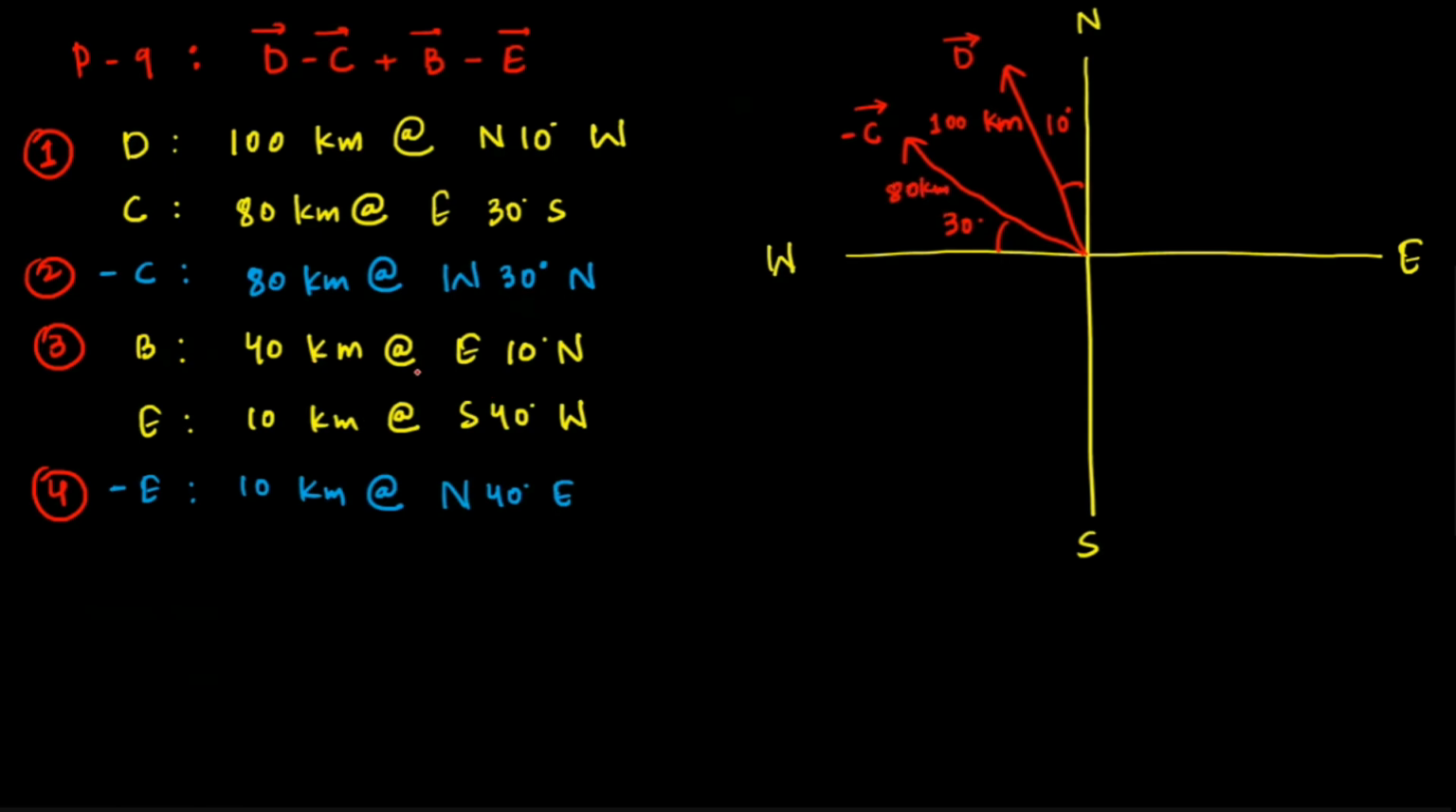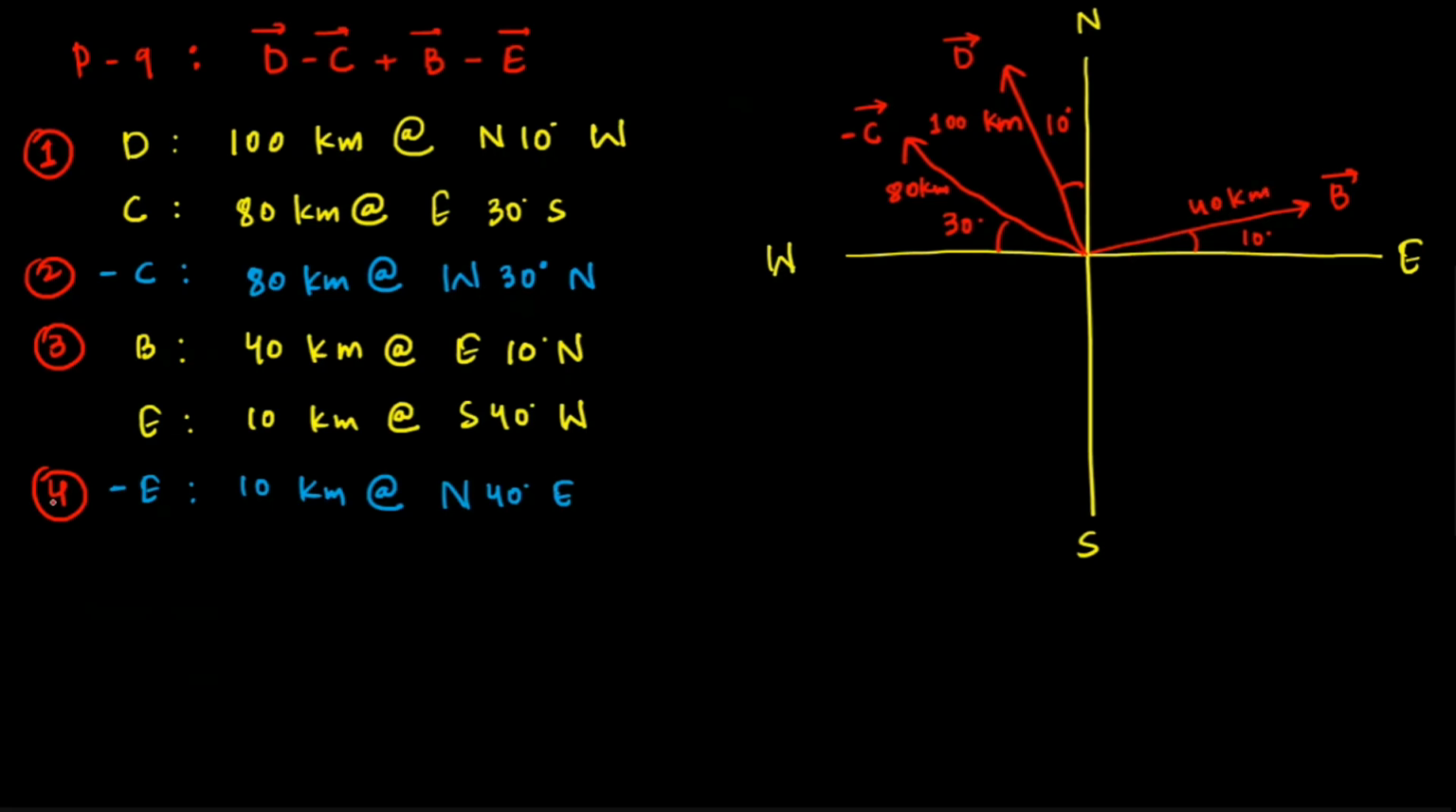Now, this B vector, where is it supposed to lie? Start from the east side, going up to north, and then 10 degrees, basically 10 degrees from east. We have to draw this. So it is going to be like that, 10 degrees from east. We'll write B vector here, and the magnitude is given as 40 kilometers.